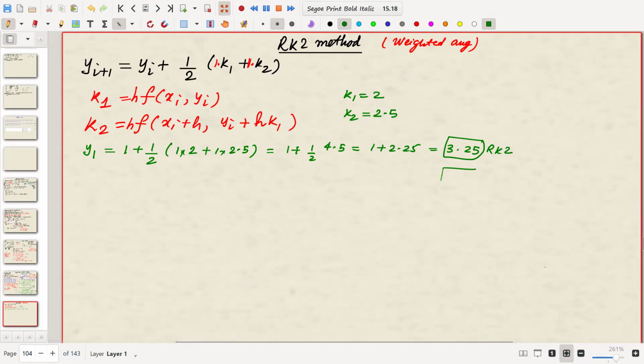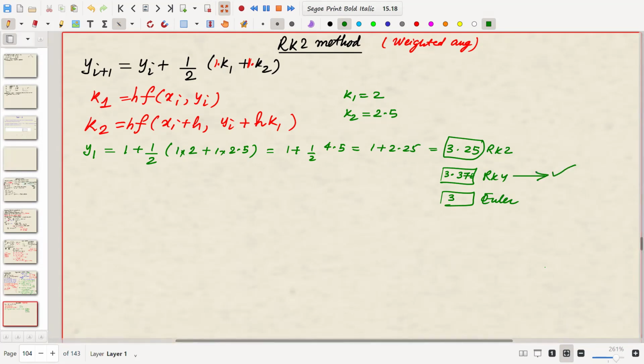Using the RK4 method, what value did you get? 3.378. Using Euler, what did you get? You can see which one is better. RK4 has always turned out to be better here. How do you know? You can solve this. It is not a very difficult differential equation. You can just solve it and compute the actual value, and you will see that RK4 wins.